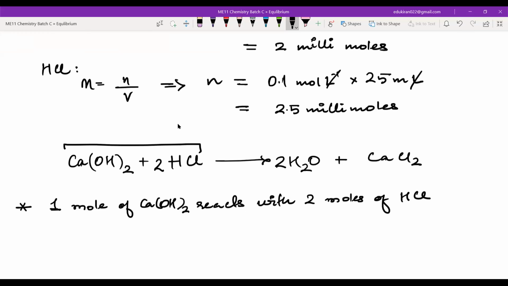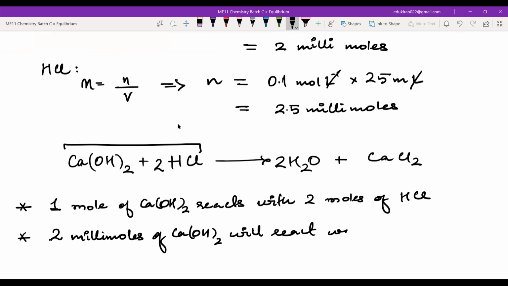So what we have written is 1 mole of Ca(OH)2 reacts with 2 moles of HCl. And how many moles of Ca(OH)2 do we have? We have 2 millimoles, right? Okay. So we will write 2 millimoles of Ca(OH)2 will react with 4 millimoles of HCl. Yes or no, guys? Tell me.